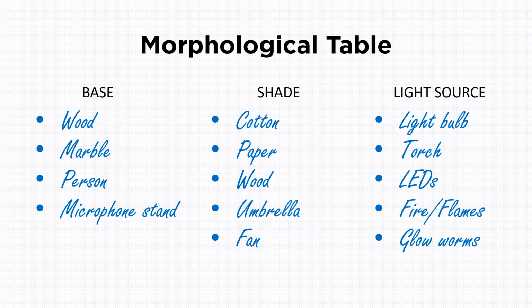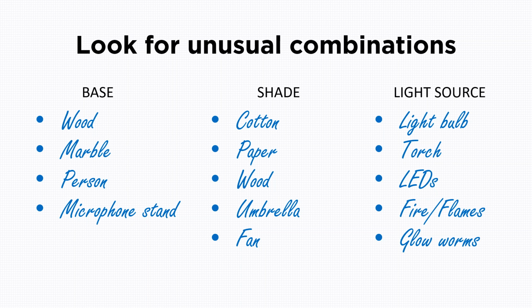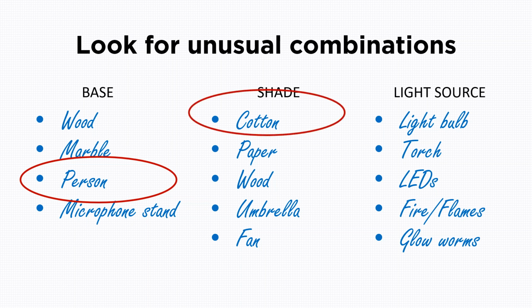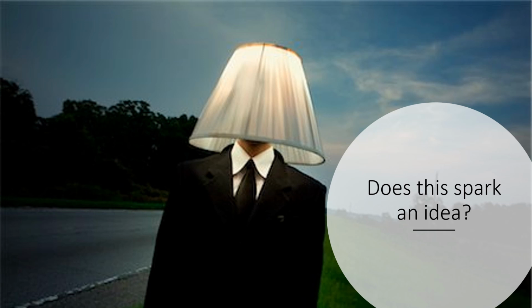Once you've come up with your list of different ideas, your next step is to look for some unusual associations or unusual combinations. So let's have a look at that idea of using a person as the base. Now, if I have a person at the base, what I might want to do is come up with something that's a little bit more mainstream for the shade to really contrast and create a juxtaposition. So I'm going to say a cotton shade might work well there. And as a light source, I'm going to go with LEDs so that we can do some more interesting things with that. This unusual combination might spark an idea in you that's really unexpected and creative.